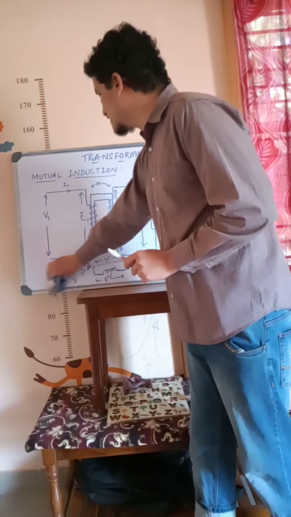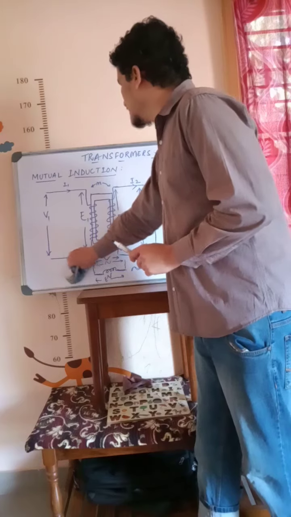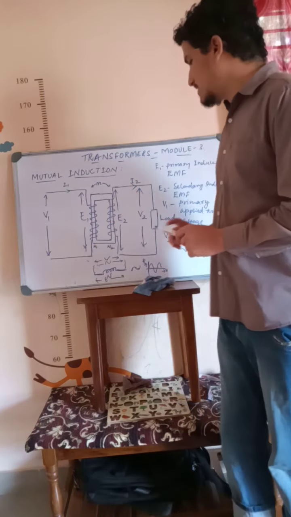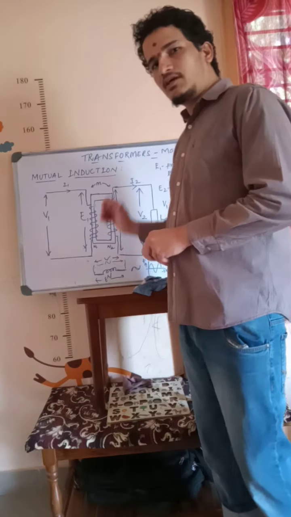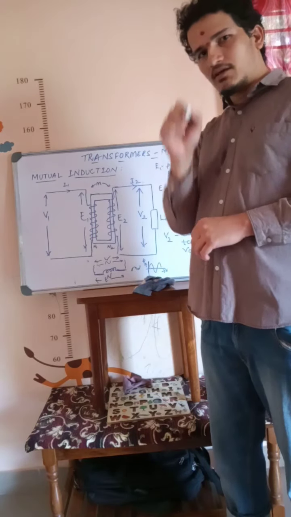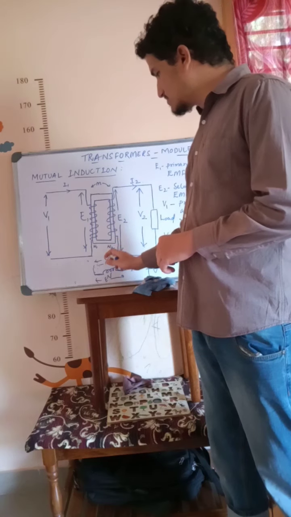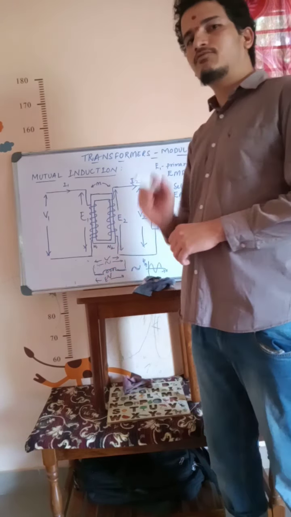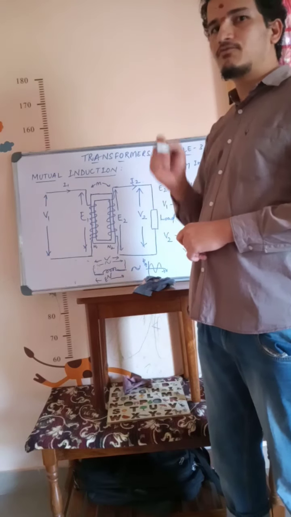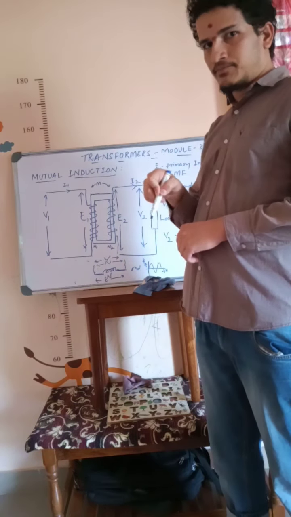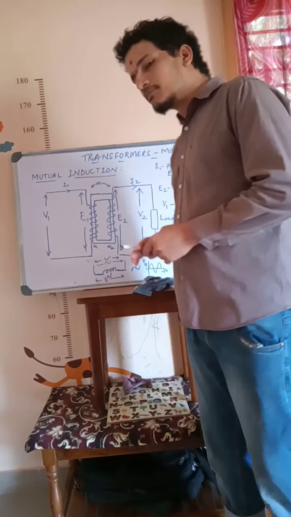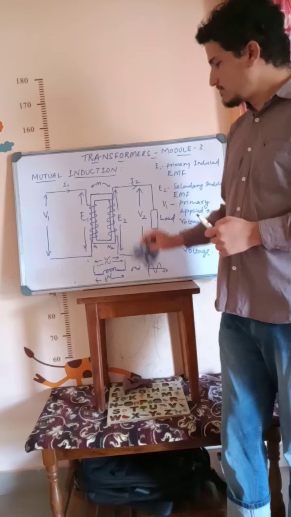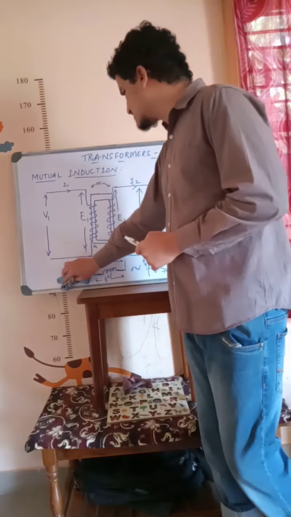So E is directly proportional to the rate of change of flux. E is given by minus N into d phi by dt. The notation capital V will be used for the applied voltage or the terminal voltage, and capital E is used for the induced voltage, either self-induced or mutually induced. Till now we have understood the self-induced voltage.